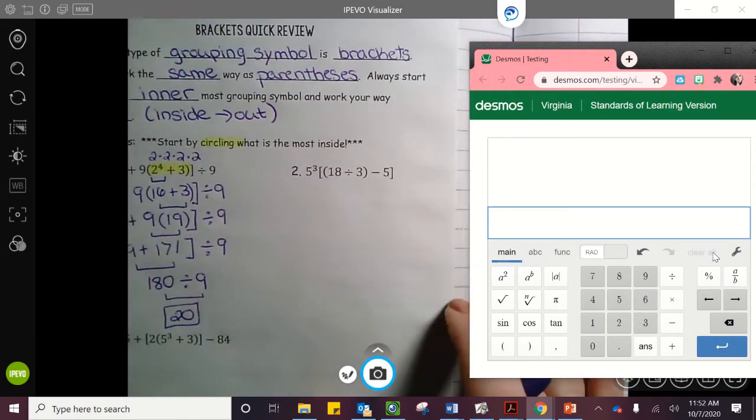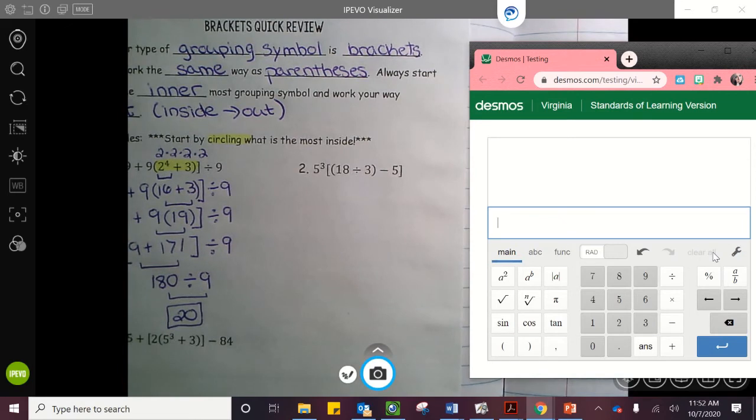I'm going to go over and do number 2 next. We're only doing 3 sample problems in our notes today because they do take a while to solve. Just like in the last problem, I'm going to start by highlighting, you could circle or underline, my starting point, my innermost grouping.